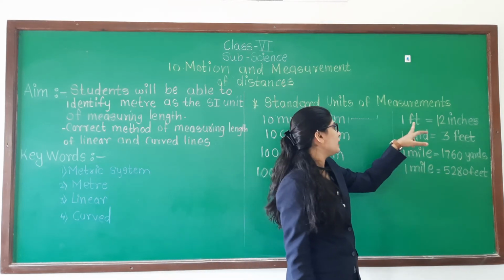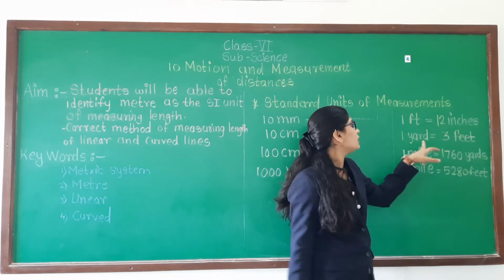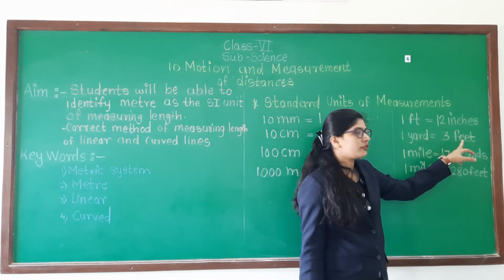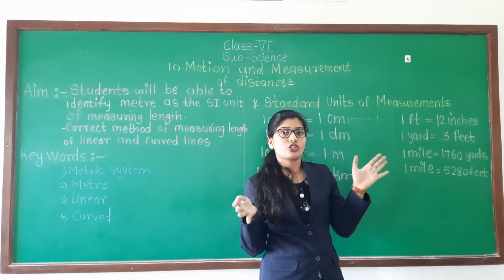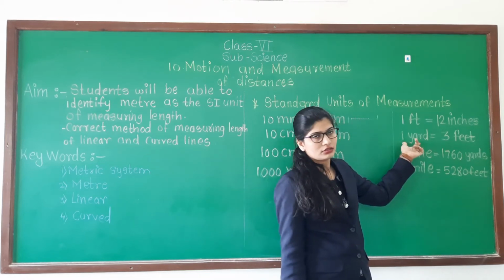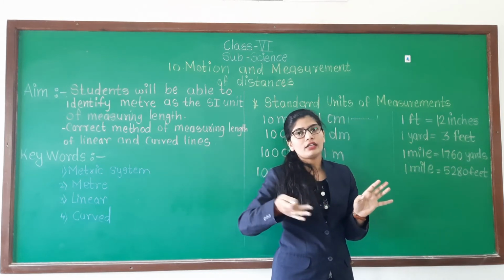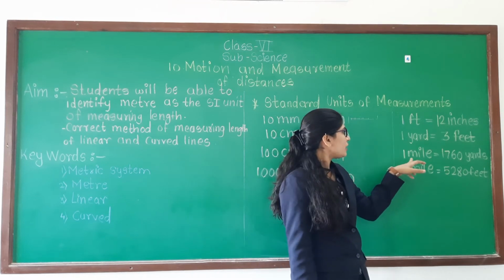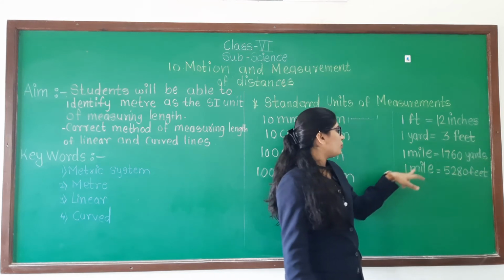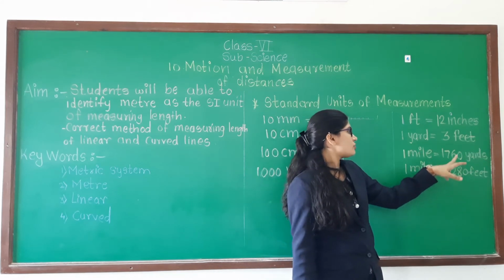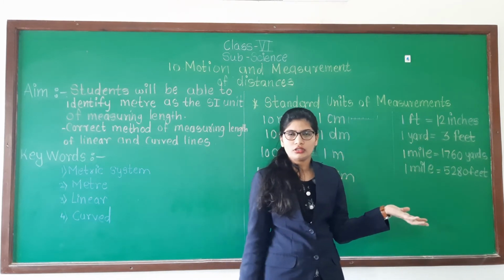It is not a metric system. See, 1 foot is equal to 12 inches. You should know that. 1 yard is equal to 3 feet. Actually the yard is used for measuring clothes and all. In ancient times people used the yard. So 1 yard is equal to 3 feet, 2 yards 6 feet, 4 yards 12 feet. Then 1 mile is equal to 1760 yards and 1 mile is equal to 5280 feet.